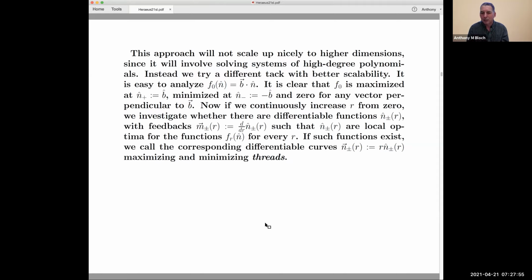As we increase r from 0, there exist differentiable functions n plus minus 1 of r with feedbacks m. You can think of this as a feedback that you're putting into the system, such that n plus minus 1 of r is a local optimum for the functions fr for every r. So you try to optimize the speed as you move outward through the ball. If such functions exist, we call these differentiable curves maximizing and minimizing threads. We're trying to maximize the speed as we move outward from the interior of the Bloch ball.